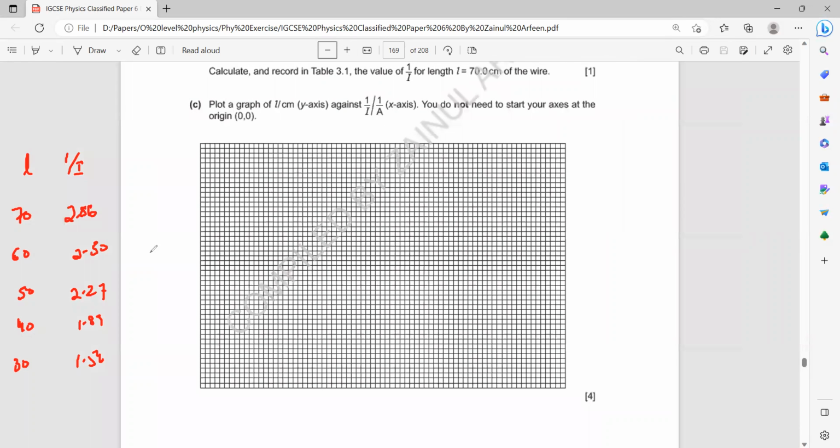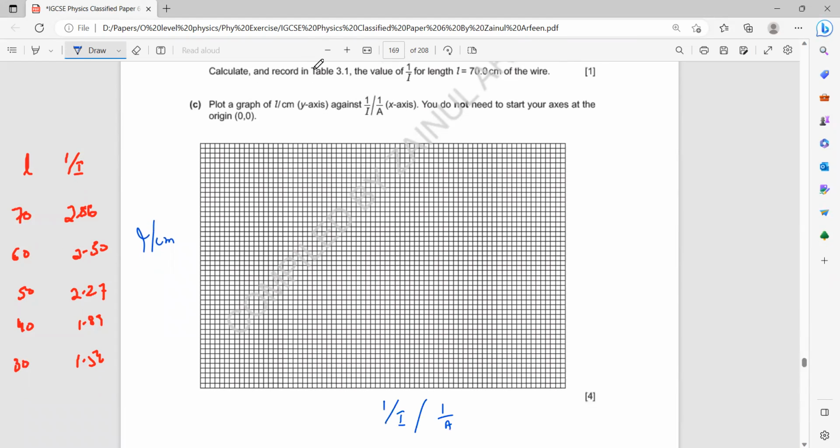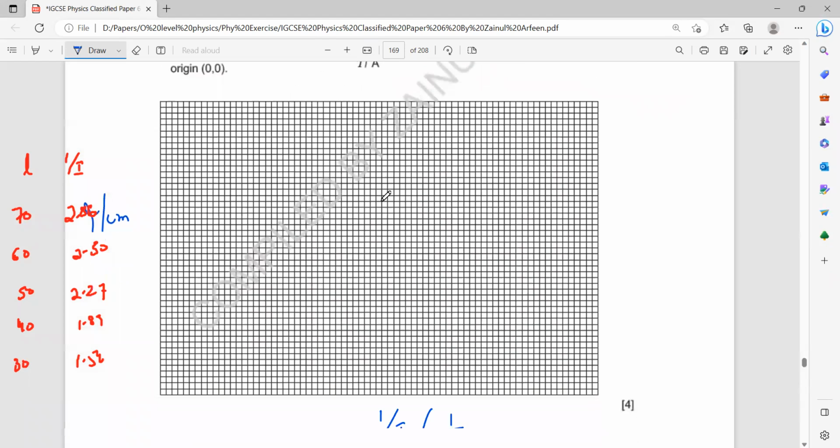So we have length on y-axis and 1 over I, and the unit is 1 over ampere, on x-axis. So minimum value of a length is 30 and the maximum value is 70. So we just have to scale this according to 30 and 70.